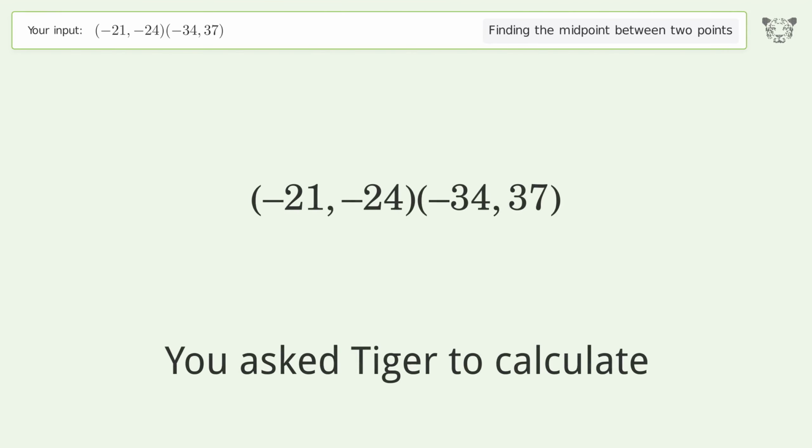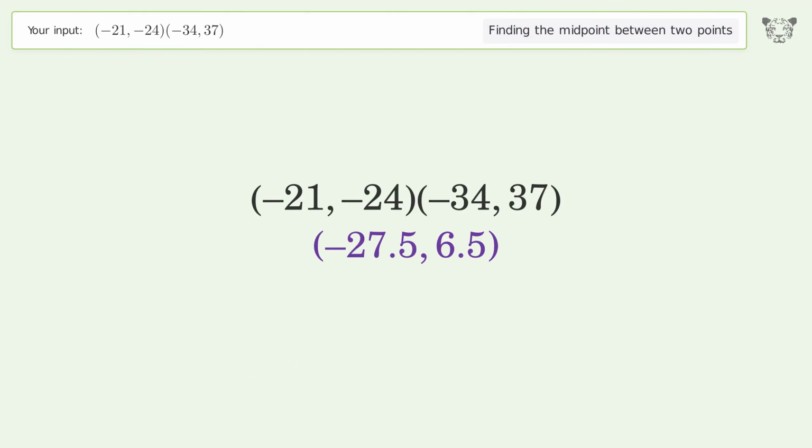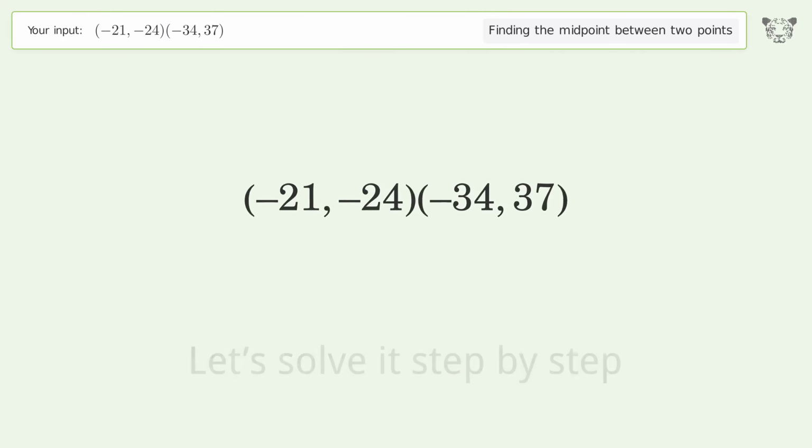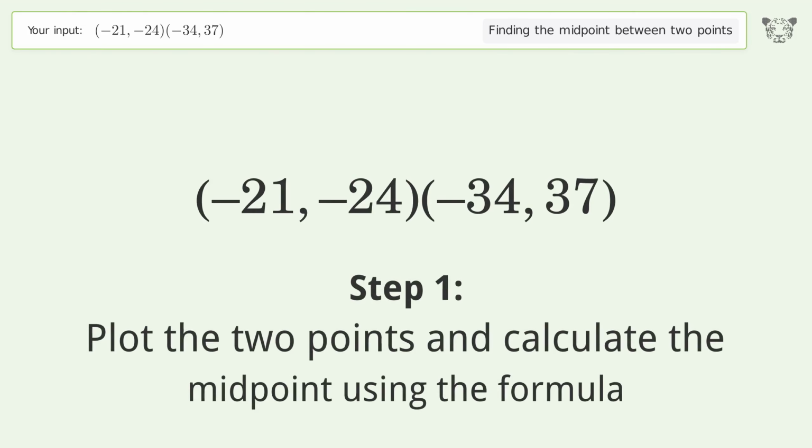You ask Tiger to calculate. This deals with finding the midpoint between 2 points. The midpoint between the 2 points is negative 27.5, 6.5. Let's solve it step by step. Plot the 2 points and calculate the midpoint using the formula.